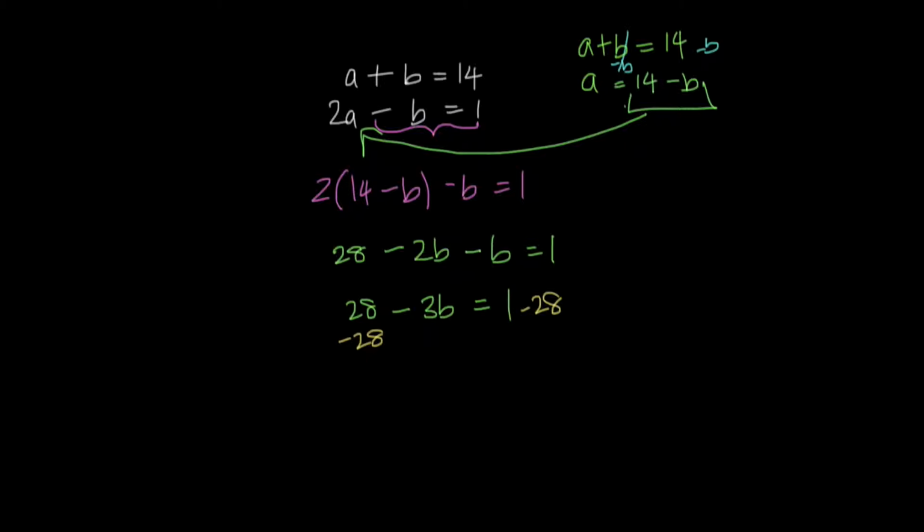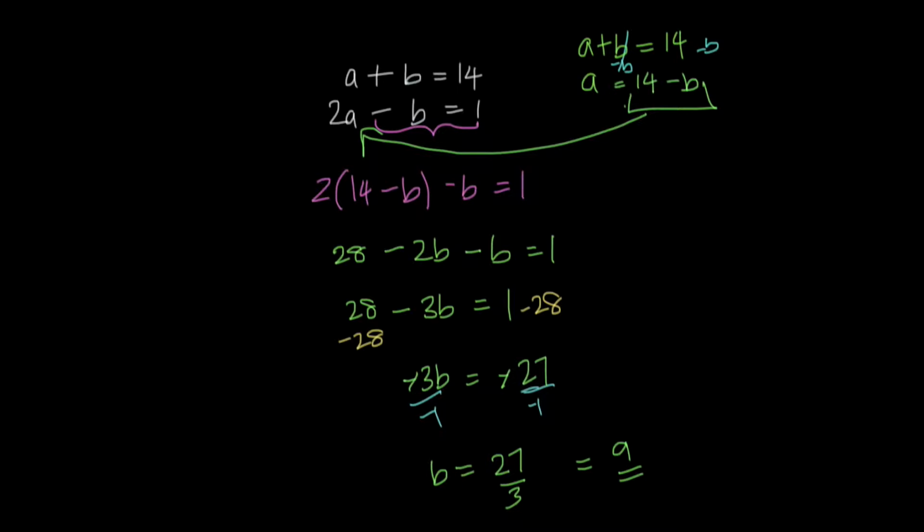And that gives me negative 3b equals 1 minus 28, which is negative 27. So the negatives cancel out, and that's because all I'm doing is dividing by negative 1. This leaves me with 3b equals 27, because the next step I'm going to do is divide both sides of the equation by 3. And that gives me a value of 9 for b.